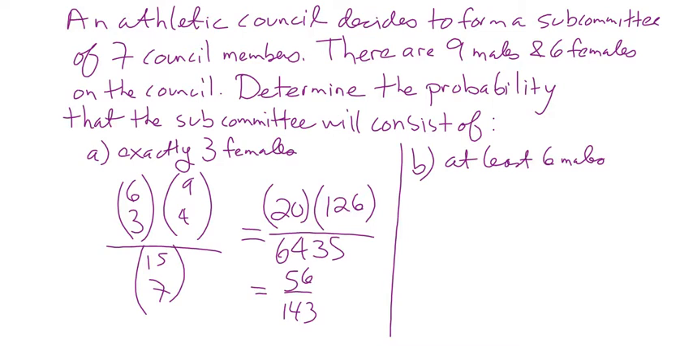Hey, that's step 1, right? Step 1 is just figuring out what do those words mean, right? It's putting it into words. At least 6 males means that there are 6 males or 7 males. Okay, and or in probability or in counting means to do what? Add. Right? So how many ways do we get 6 males?